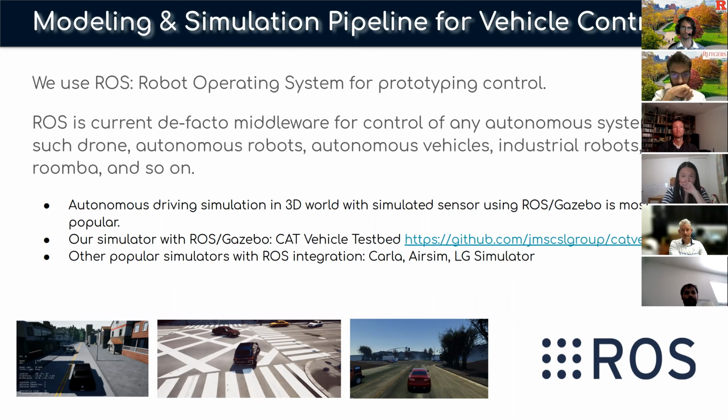And for those kinds of controls, when we deploy to real vehicles or even in the simulator, the state-of-the-art approach currently is the Robot Operating System. It's currently one of the most popular middleware frameworks that allows you to control any kind of autonomous system, whether it's a drone, autonomous robots, autonomous vehicles, industrial robots, or your Roomba vacuum cleaner, anything like that works on ROS. Then we also have other next-generation simulators that came out, for example CARLA, AirSim, and LG Simulator. These have come out in the last two to three years.